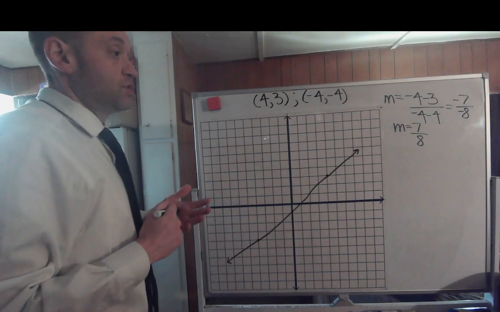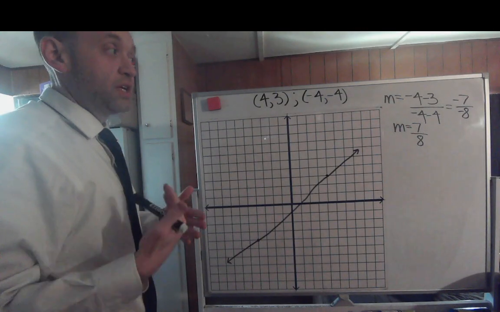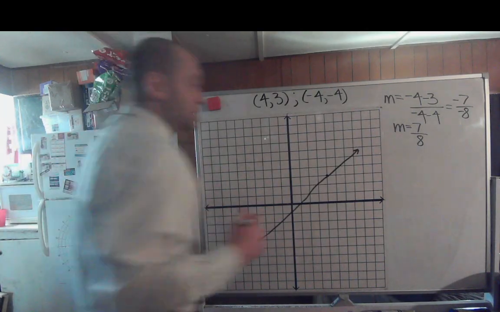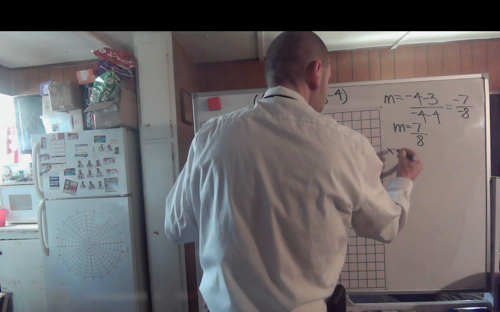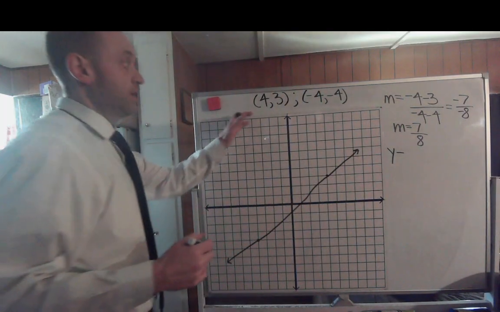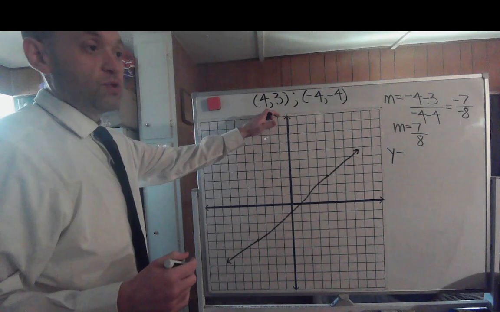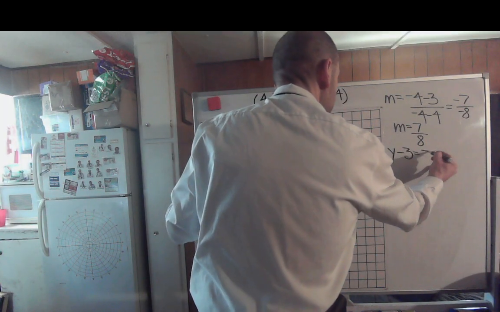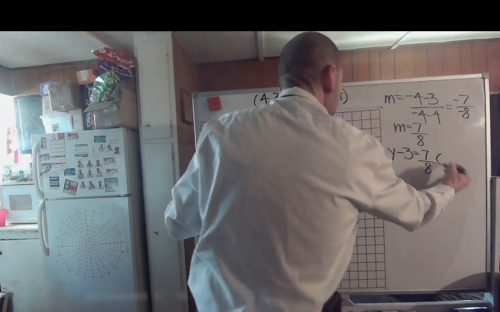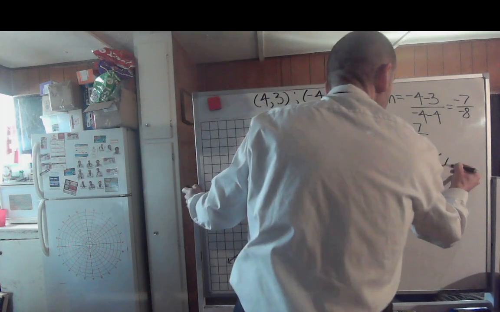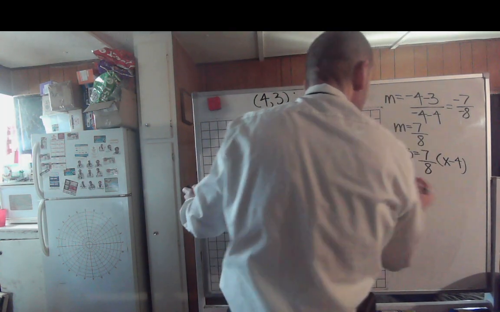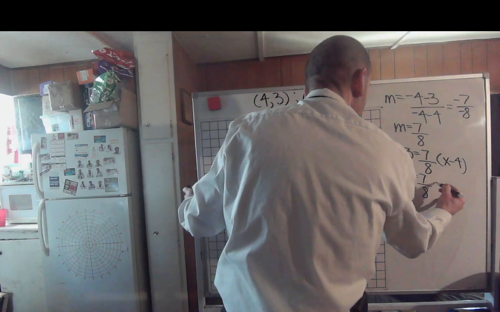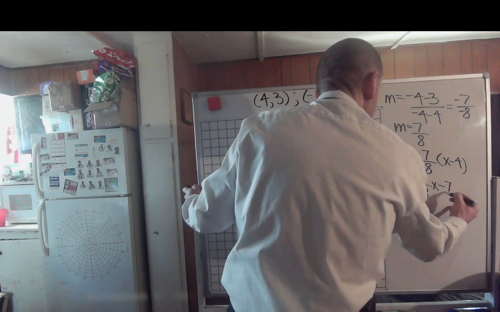Now we need to find the slope-intercept form of the equation, but we need to use point-slope form first. So that's going to be y minus, pick a point. I'm going to pick 4, 3 since there's no negatives. So y minus 3 equals my slope of 7/8 times the quantity of x minus 4. So y minus 3 would equal 7/8 x minus 7/2.